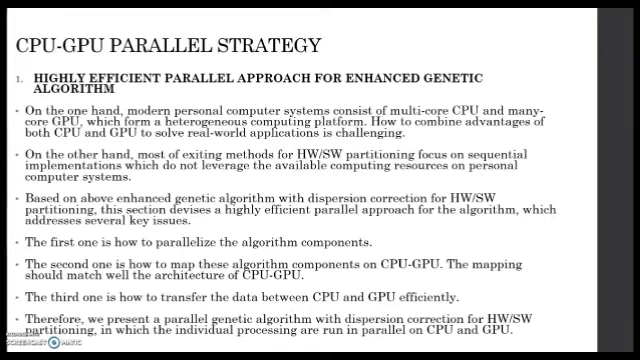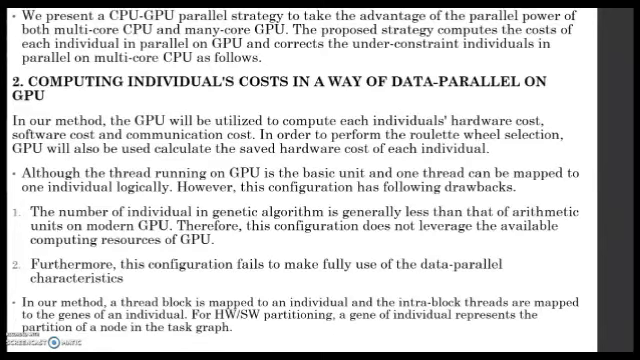Therefore, we present a parallel genetic algorithm with dispersion correction for hardware software partitioning, in which the individual processing are run in parallel on CPU and GPU. We present a CPU GPU parallel strategy to take the advantage of the parallel power of both multi-core CPU and many-core GPU. The proposed strategy computes the costs of each individual in parallel on CPU and corrects the under-constrained individuals in parallel on multi-core GPUs.